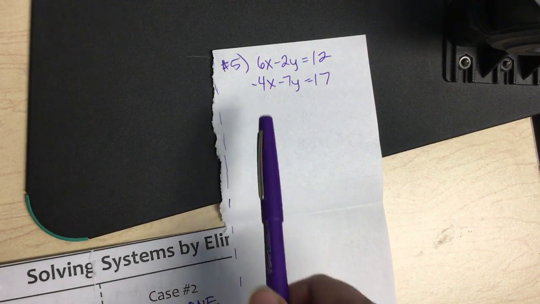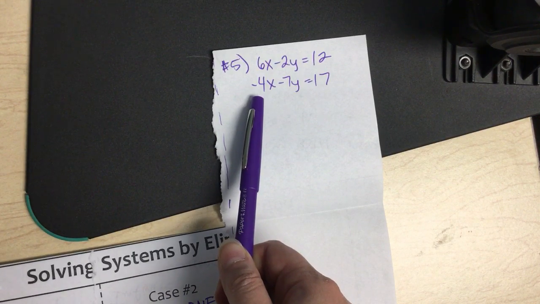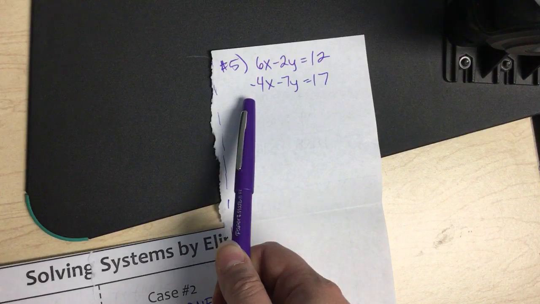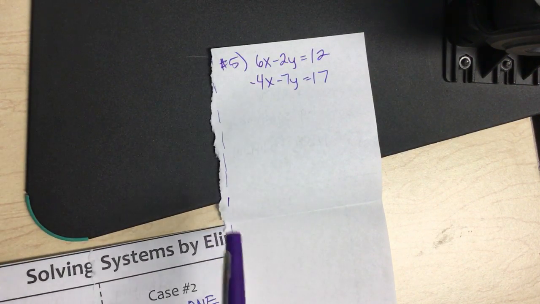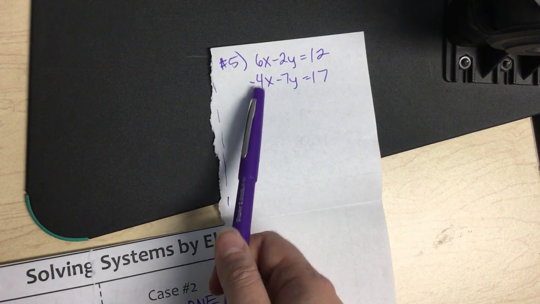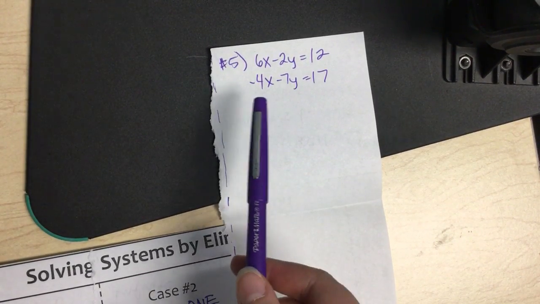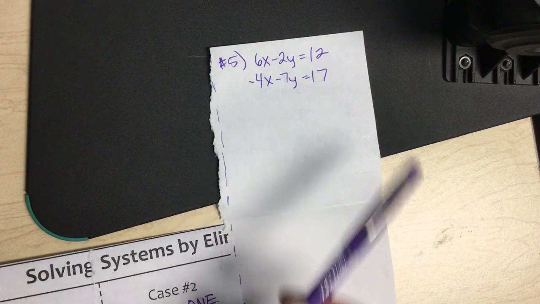Okay, so let's think about our options. If I want to eliminate x, what number could I make the 4 and the 6 so that they're the same, but I've got one positive and one negative? What number is a multiple of 4 and 6? The smallest one that I'm thinking of is 12. So I could multiply this by 3 to get 12, and I could multiply that to get 12.